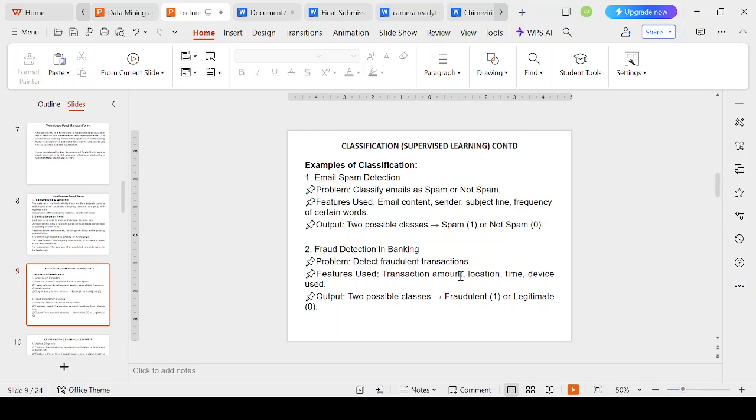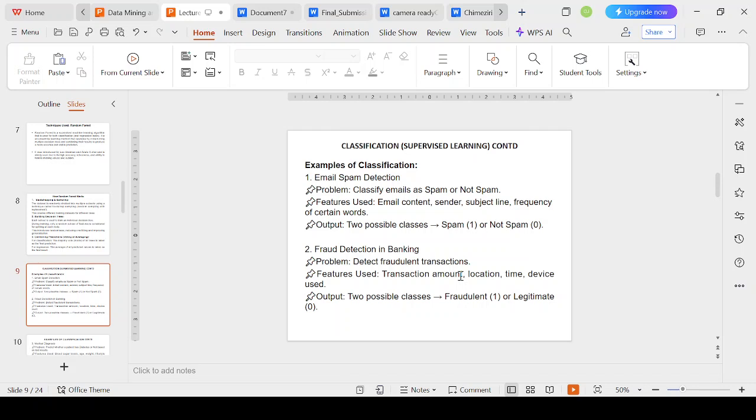So classification continues. This is an example of classification: spam mail detection. Problem: classify each mail as spam or not. Features: email content, sender, subject line, frequency of certain words. The output that is expected is two possible classes. Spam, which you can encode as 1, as I've said earlier, or not spam, which you can encode as 0.